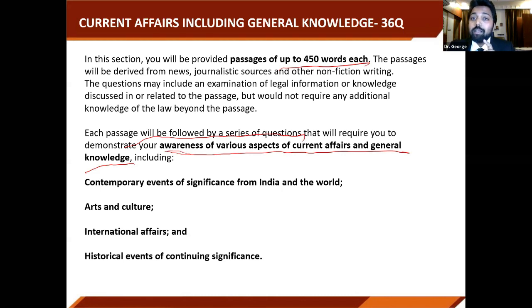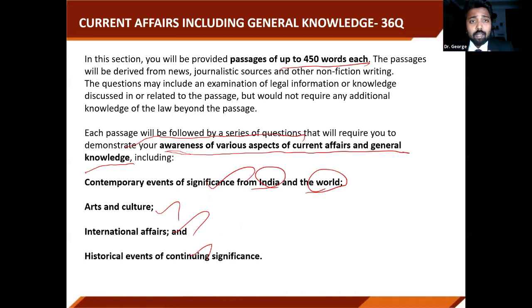Again, emphasis on read newspapers, right? And what are they saying? They're giving you a little bit of specificity here. They're saying contemporary events of significance from India and the world, right? Arts and culture, international affairs, historical events of continuing significance. A few examples, the wars that are going on currently, the geopolitics, the tussle, the Cold Wars, all of those things are historical events that are of continuing significance, just to give you an example.